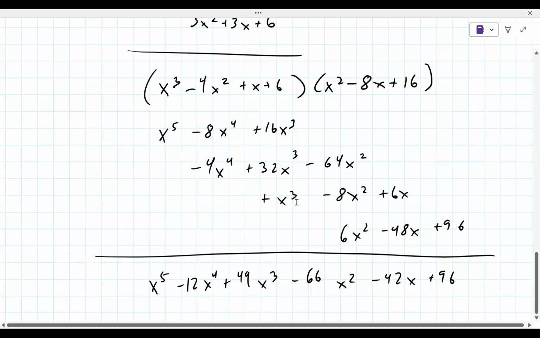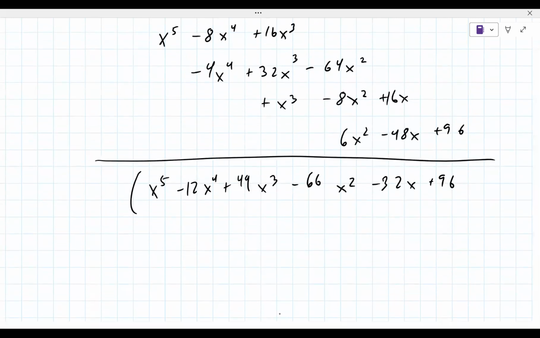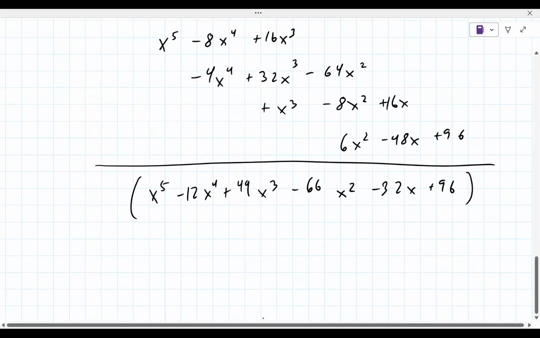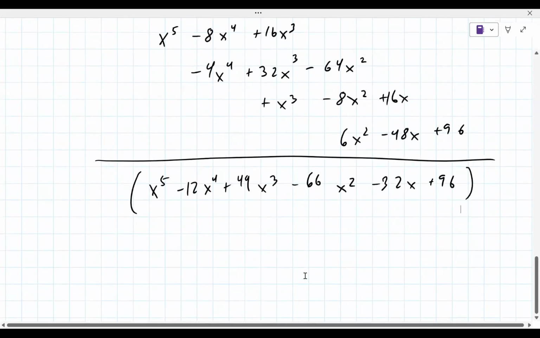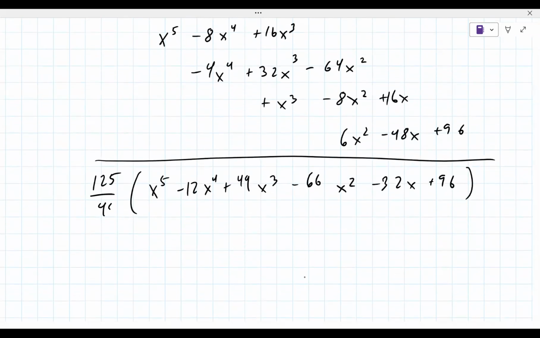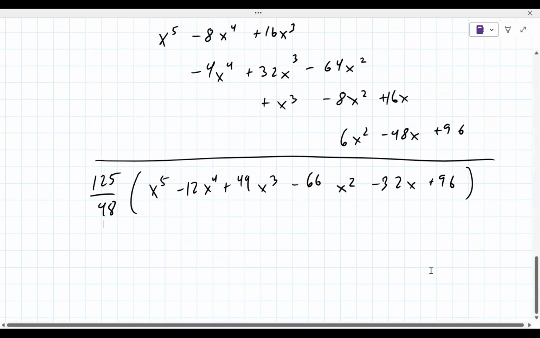X cubed minus 8x squared plus 16x. There's the mistake. Minus 32x plus 96. All right. Okay, so that's correct, but then you have to multiply it all times 125 over 48. So you do that at the end because nothing really works out.